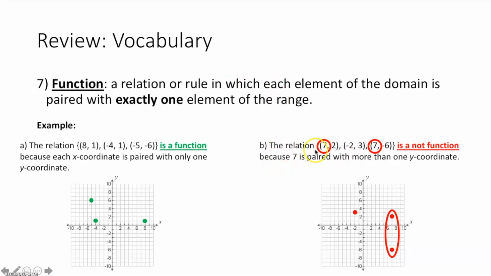Now, the second one over here, the relation (7, 2), (-2, 3), and (7, -6) is not a function because 7 is paired with more than one y coordinate. You see how we have 7 paired with the 2 and 7 paired with the -6?